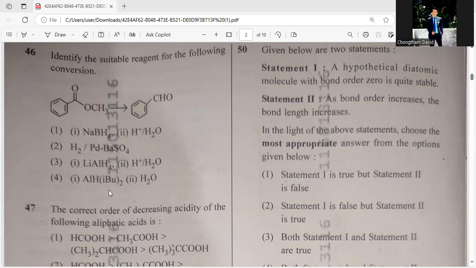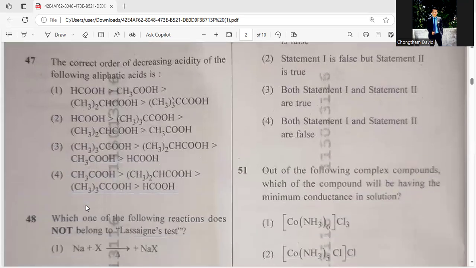It requires partial reduction. It is usually done by diisobutyl aluminum hydride, DIBAL-H, followed by hydrolysis. So this DIBAL-H will reduce esters or acetals to aldehydes under controlled conditions, the Rosenmund reduction reaction. And this is a special case of Clemmensen type reduction of acetal to aldehyde. So 46, answer would be option 4. I hope you are all doing it correctly. Let us read question number 47.